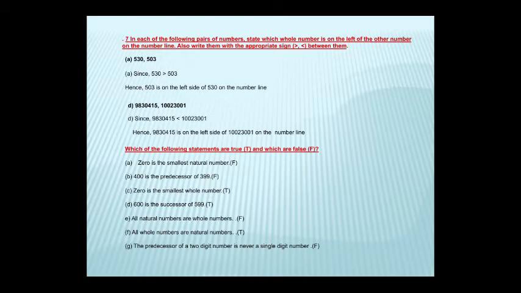The predecessor of a two-digit number is never a single-digit number. No, sometimes it will be a single-digit number also. For example, you can see 10. 10 is a two-digit number. The predecessor of 10 is 9, and 9 is a single-digit number. So 10 minus 1 is 9. So the statement is false. Remaining true or false, you have to do it yourself.